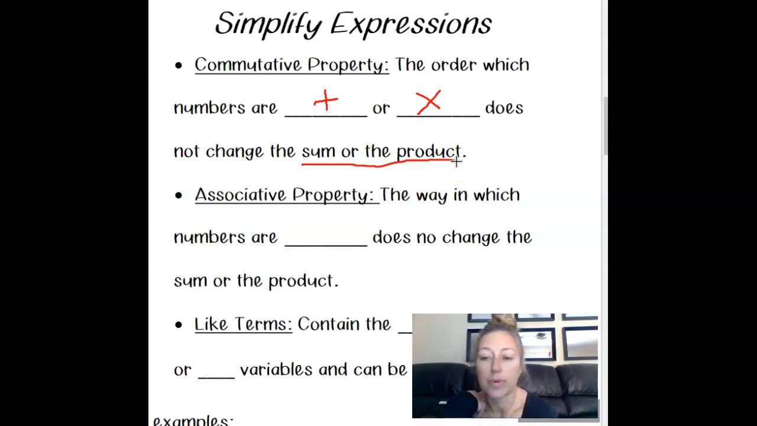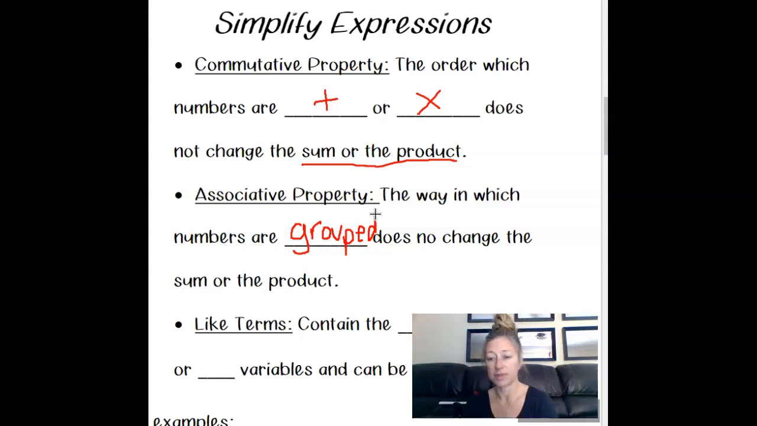The associative property says the way in which numbers are grouped does not change the sum or product. So let's write grouped. Now remember, I'm writing on my mouse pad, so my handwriting is pretty lousy here. Do the best I can. Grouped. So you can group numbers in any order when you add and multiply.